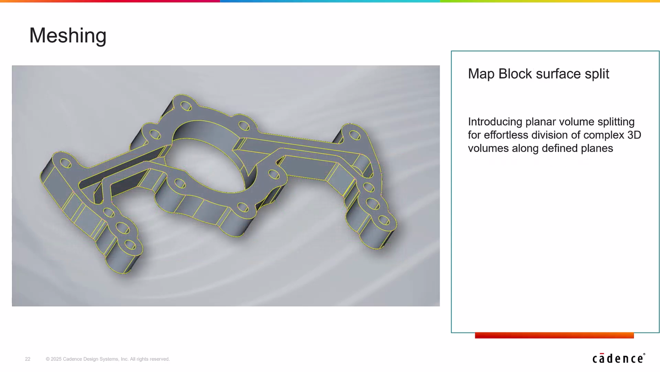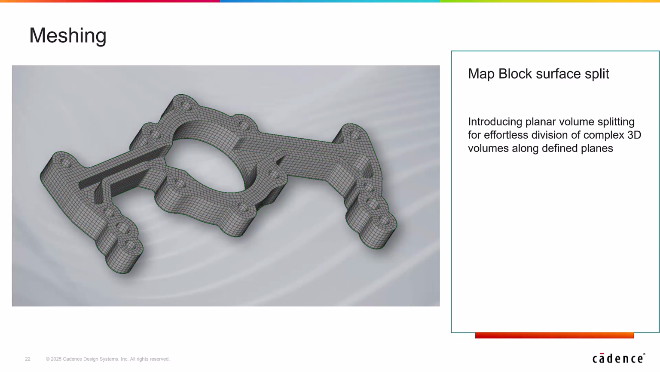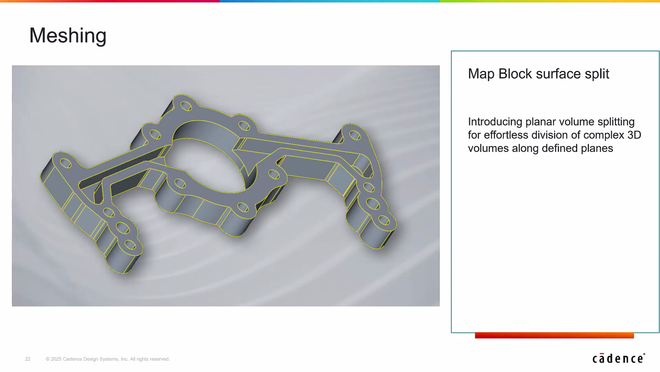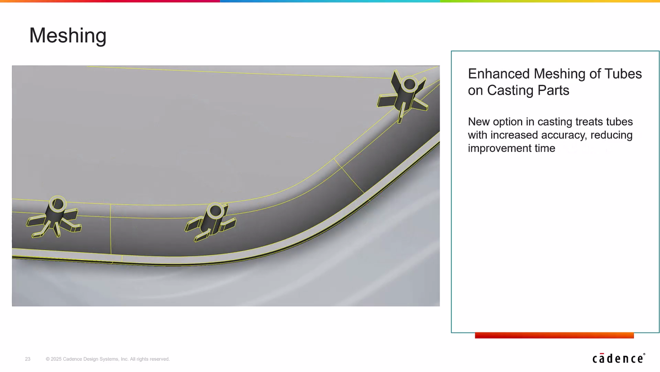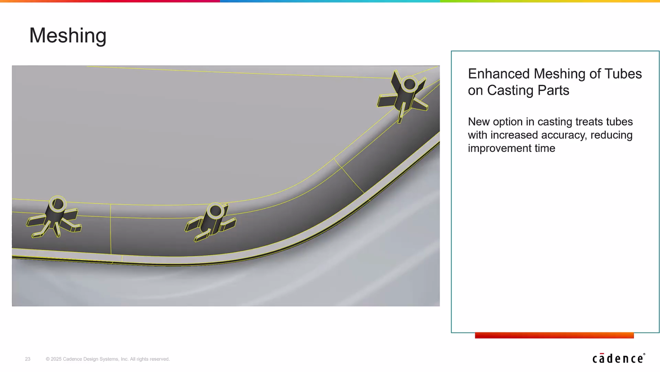The new surface split functionality under the Decompose tab will allow you to decompose your solids using existing planar surfaces with single clicks, avoiding tedious selection steps. A new option in casting now treats tubes with increased accuracy, significantly reducing improvement time and enhancing overall simulation precision.